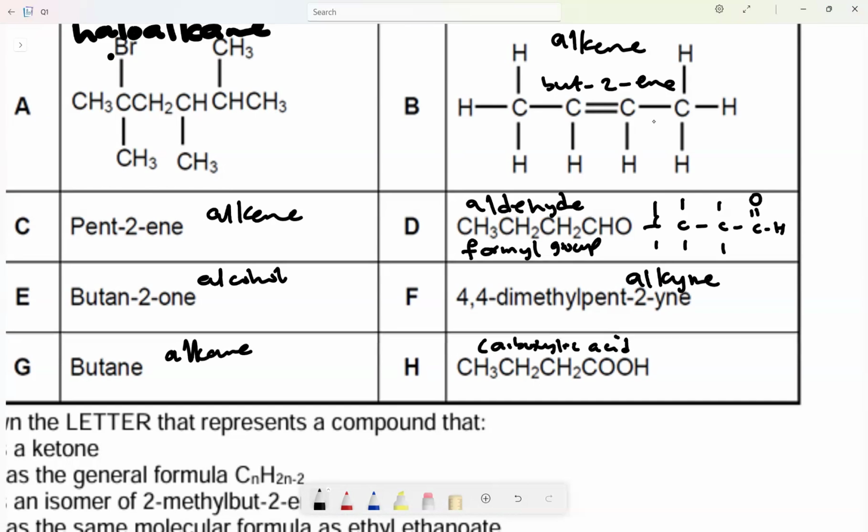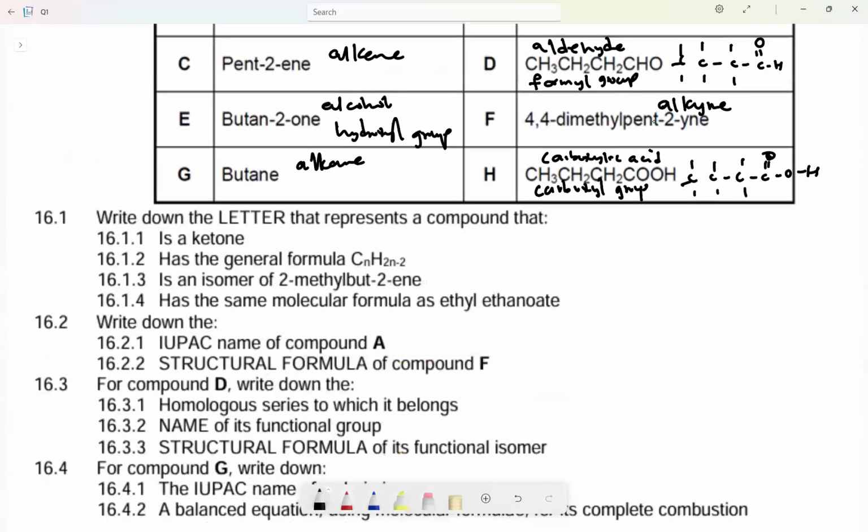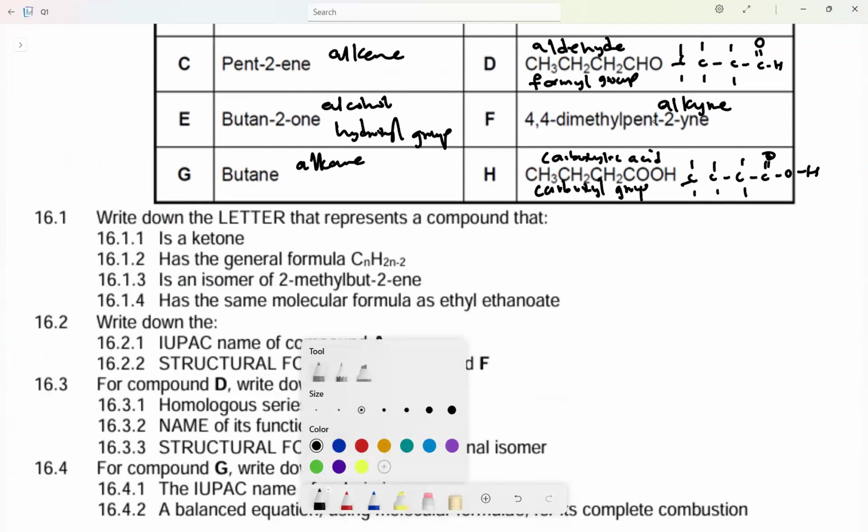CH3, CH2, CH2, COOH, this is a carboxylic acid. Why am I saying this is a carboxylic acid? I see a COOH. Remember, it's going to be CH3, CH2, CH2, C double bond O, OH. This is why you refer to it as a carboxylic acid. The functional group of alcohol is the hydroxyl group. The functional group of this one is the carboxyl group. Okay. Very good. Now we are in a position of saying, let us answer the questions that follow.